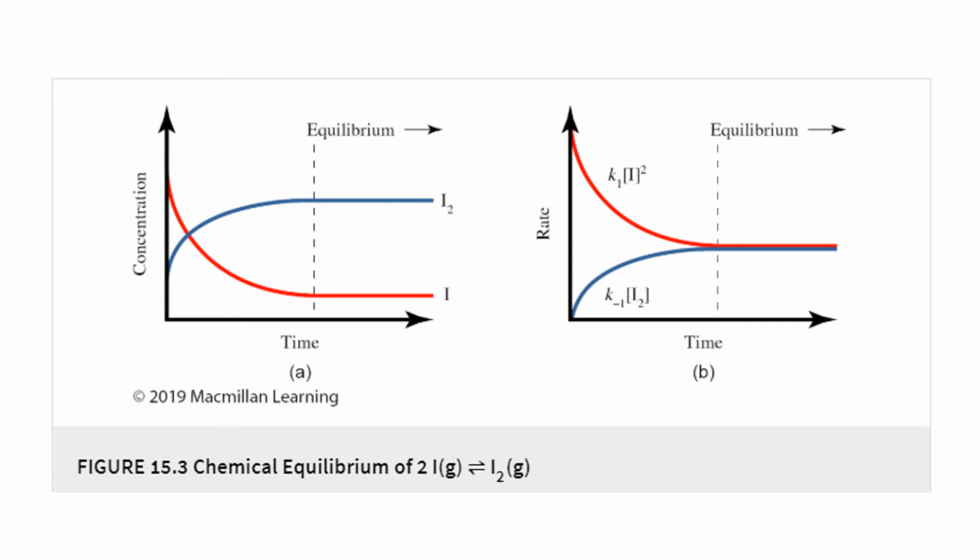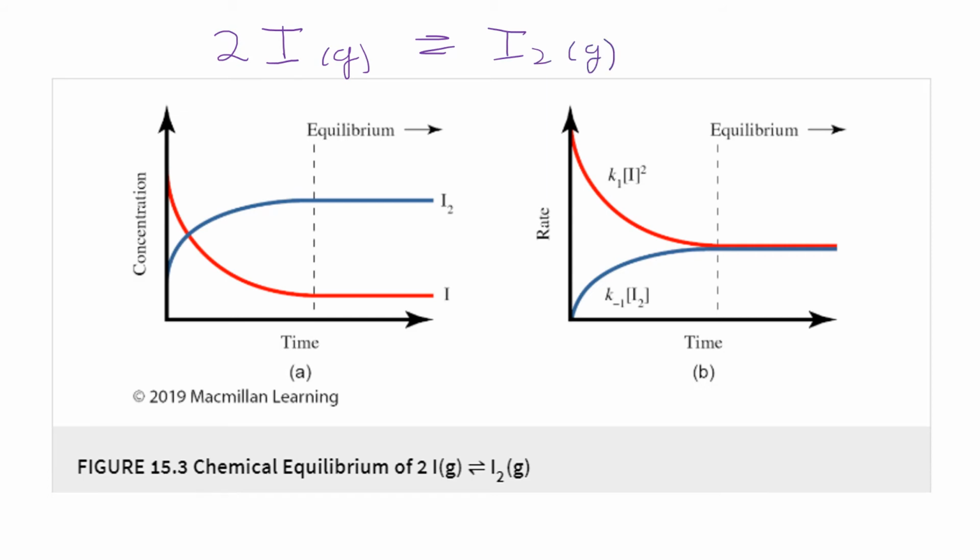These two types of graphs are often drawn in conjunction with equilibrium reactions. The first graph is showing us the concentration of these chemicals over time, and the second graph is showing us the rates of the reactions over time. So the reaction that we're looking at is two atoms of iodine in the gas phase are in equilibrium with an iodine molecule in the gas phase.